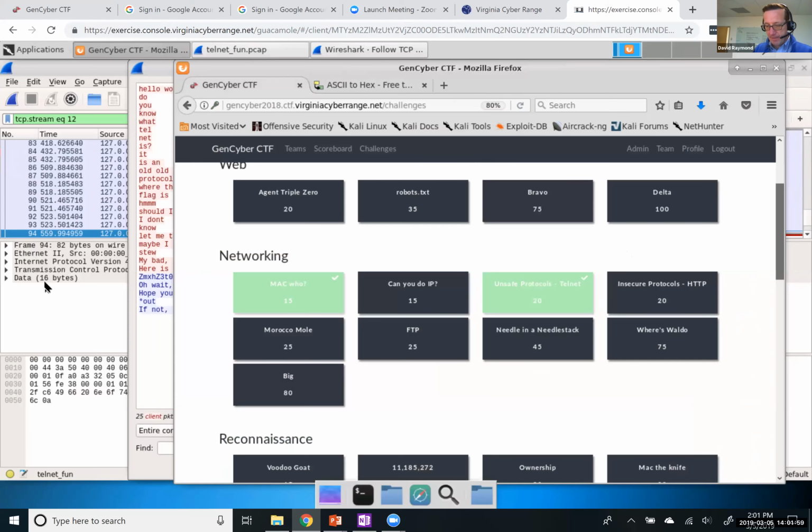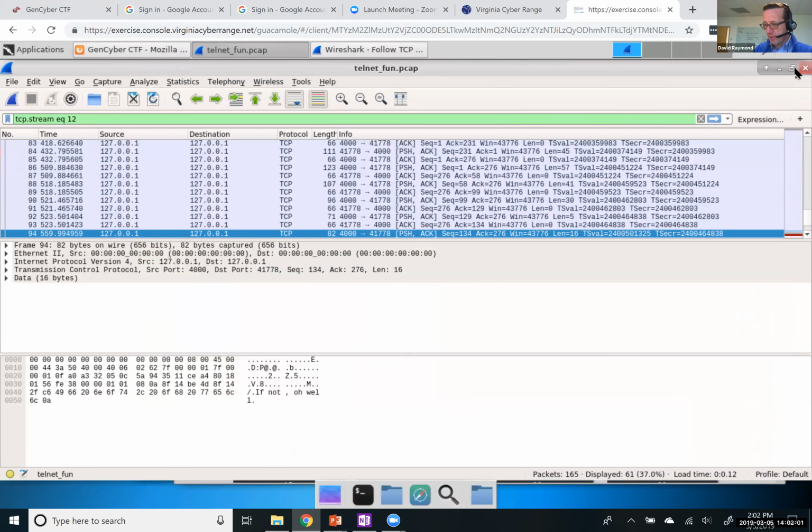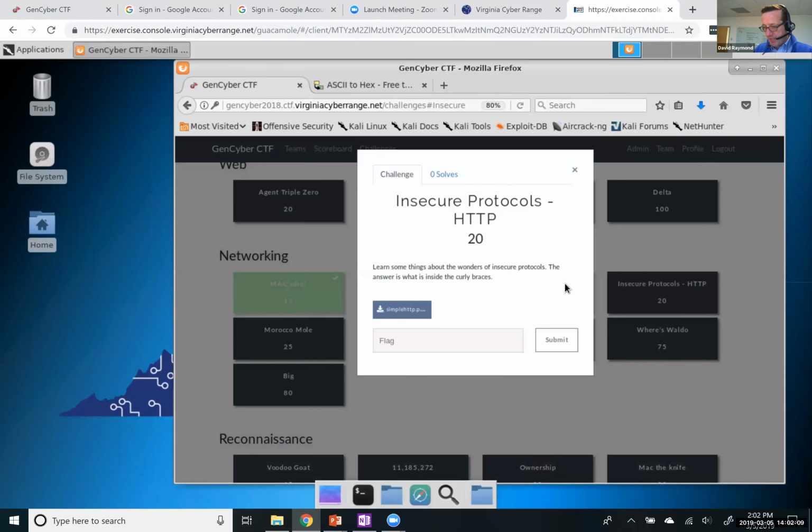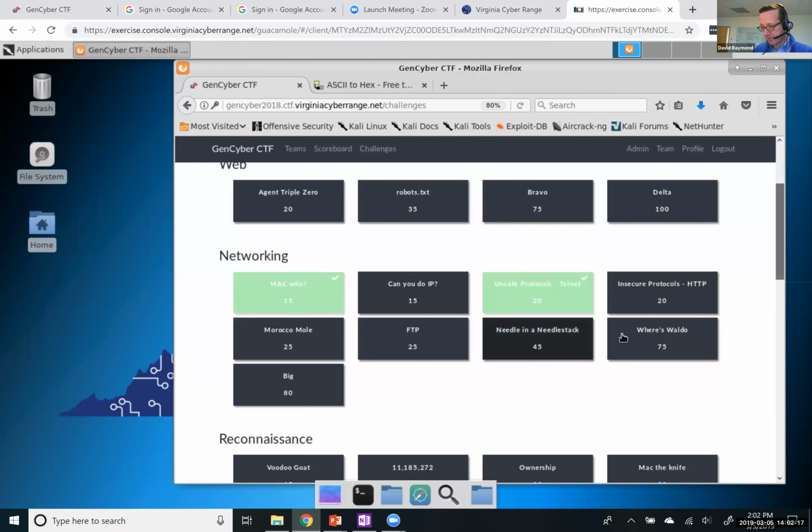Okay, it wasn't super hard. Let's look at another one here. Insecure protocols, HTTP. Learn some things about the wonders of insecure protocols. The answer is what is inside the curly braces. So this is another similar challenge, using HTTP. I'll leave that as an exercise for the user.